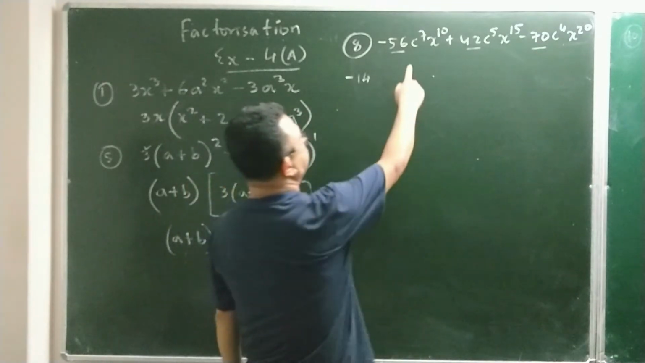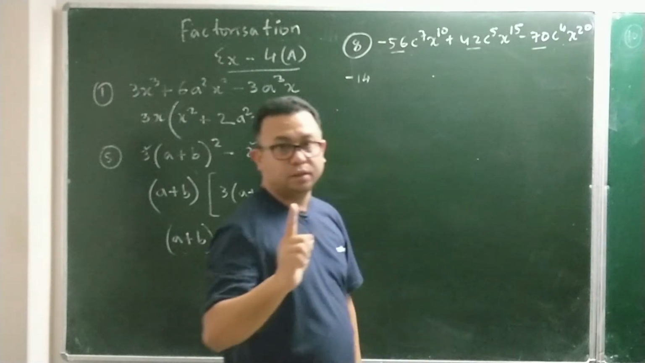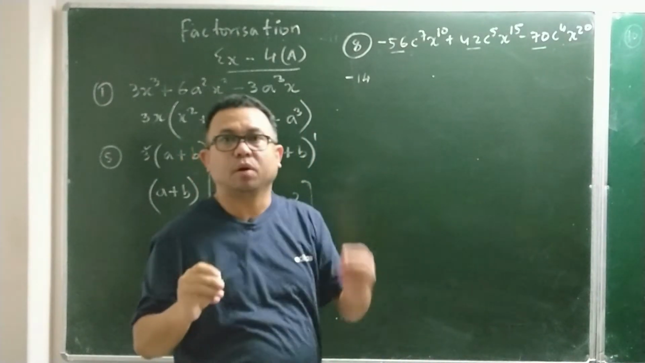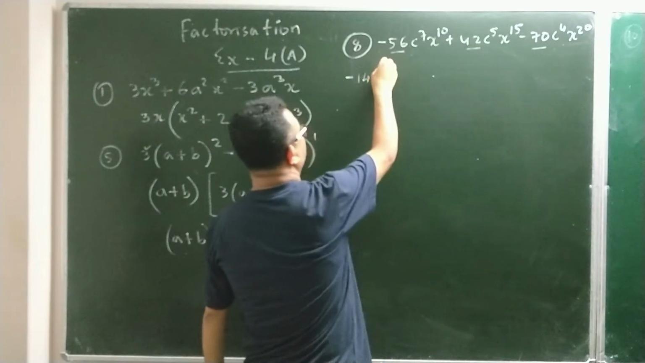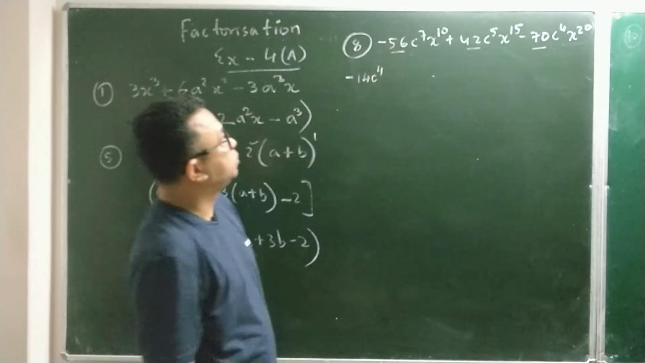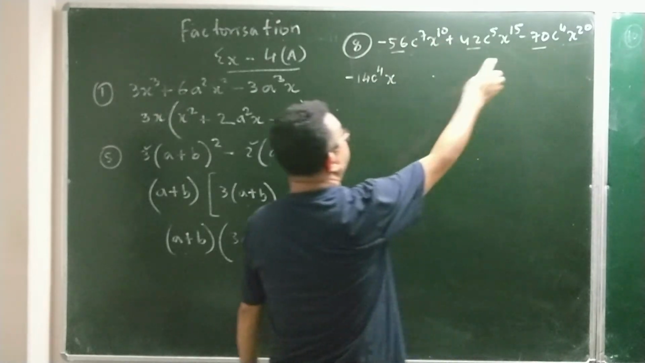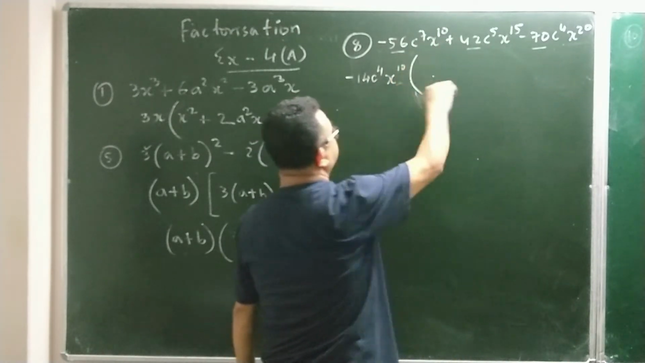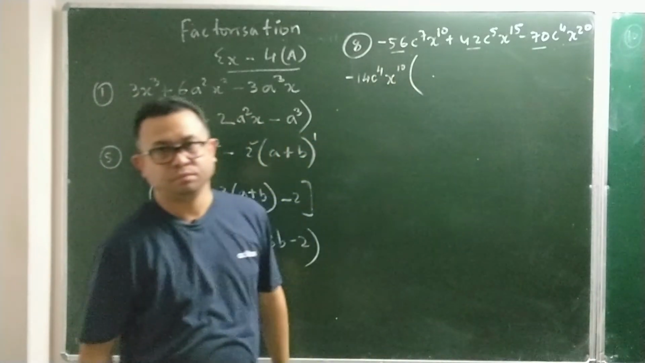Then next, let's see, c to the power 7, c to the power 5, c to the power 4. Between these, you have to take the smallest one. The smallest is c to the power 4, so I'll take c to the power 4 as common. The next one is x. So here x to the power 10, x to the power 15, x to the power 20. The smallest one is x to the power 10. So this is what is common between these three.